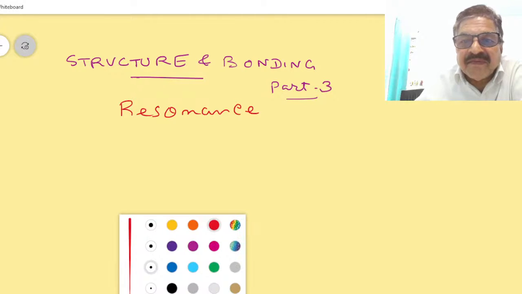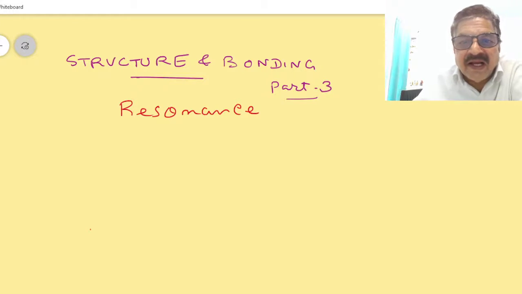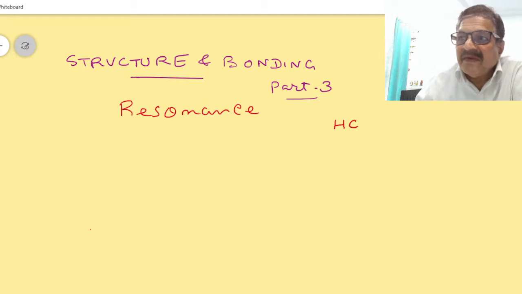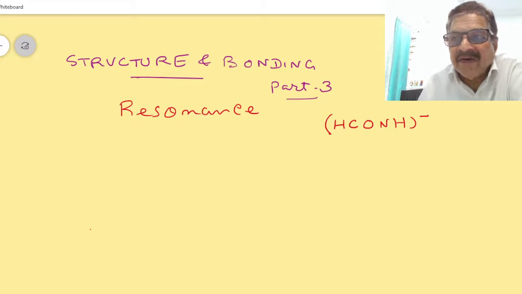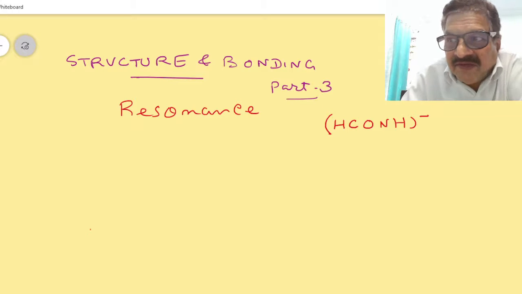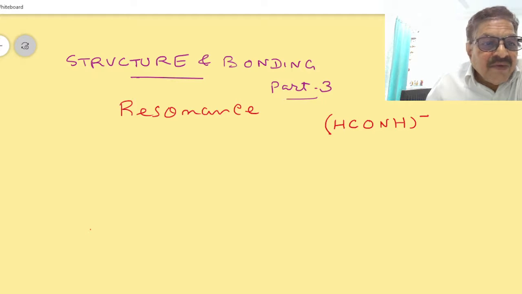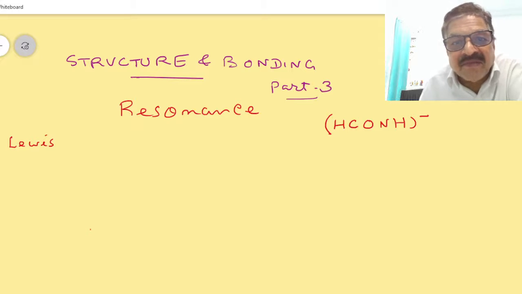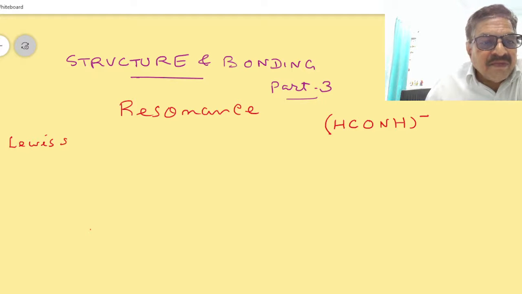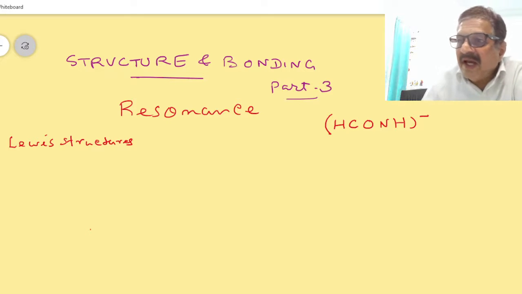Say in the case of an anion of this nature, HCONH minus, this anion can be represented in two different ways. Two valid Lewis structures can be drawn. Do you know what a Lewis structure is? Lewis structures are electron dot representations of molecules. So two valid Lewis structures can be drawn for this anion.